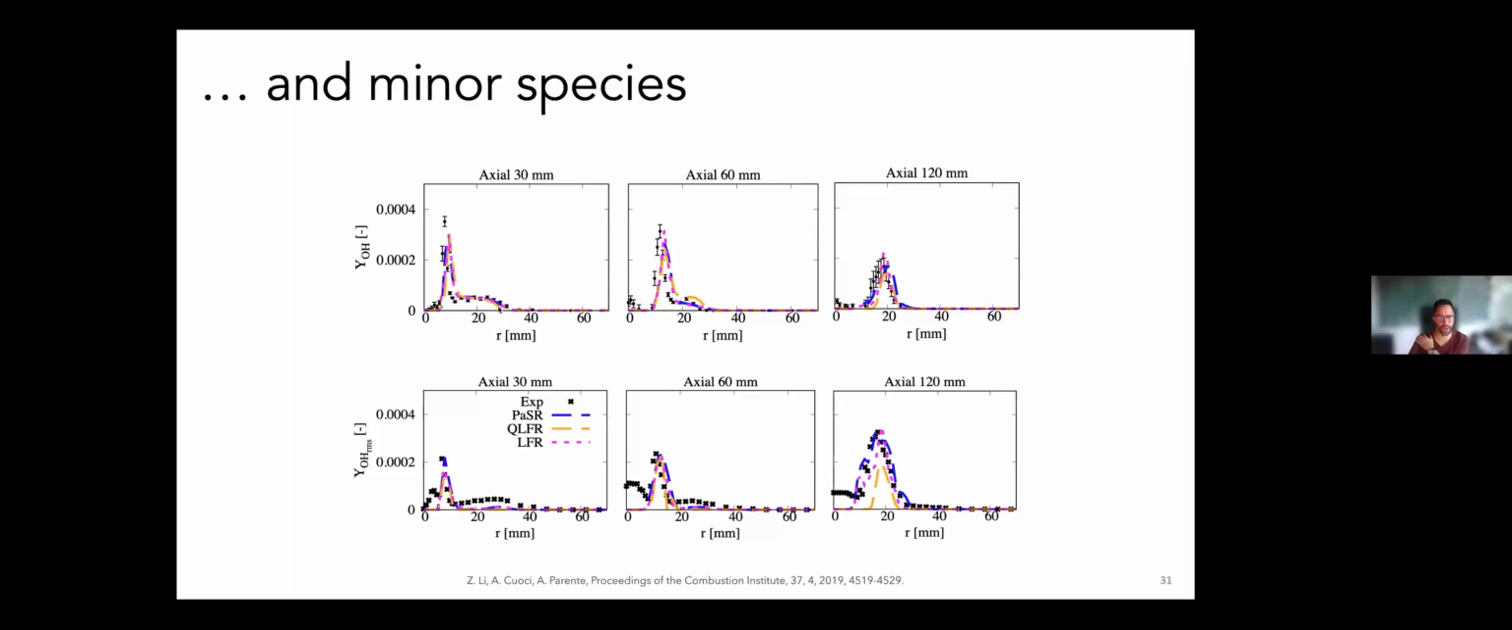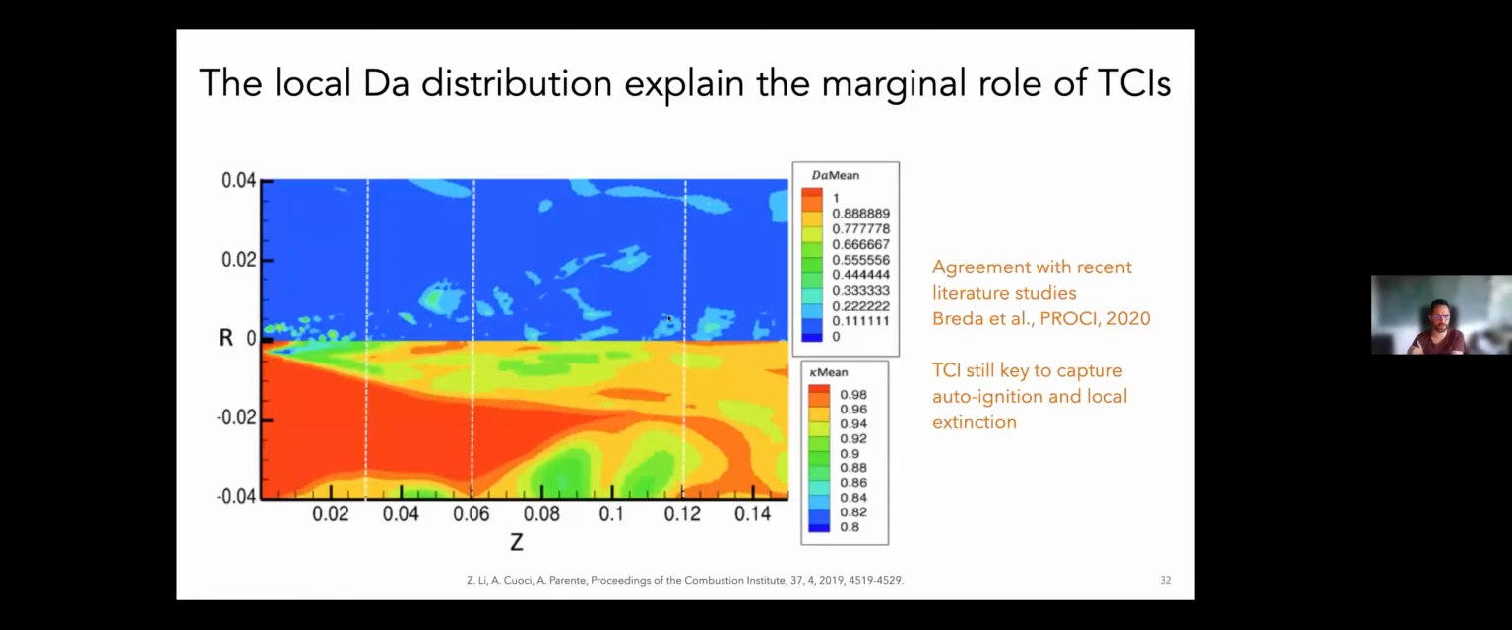But when we look at the minor species, we also conclude very similarly for the three formulations here. This is the PaSR, this is the quasi-laminar finite rate, which means that you basically take the PaSR model and put gamma equal to 1, and the laminar finite rate simply means that we solve the equations without closure. You see that the differences between them are not very substantial, or let's say always within the range of the experimental uncertainty. When we look at the reason for that, as we were expecting, it is related to the fact that the Damköhler number in this flame is very, very small. So you see here the distribution.